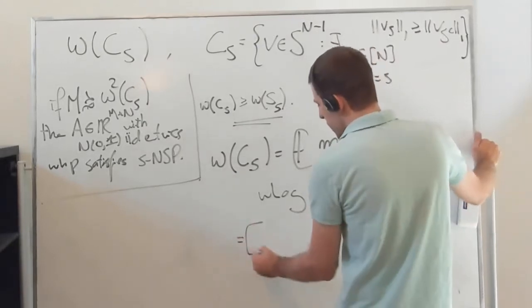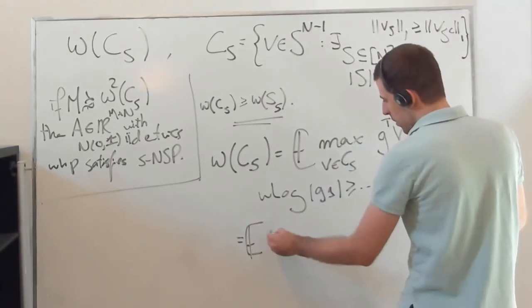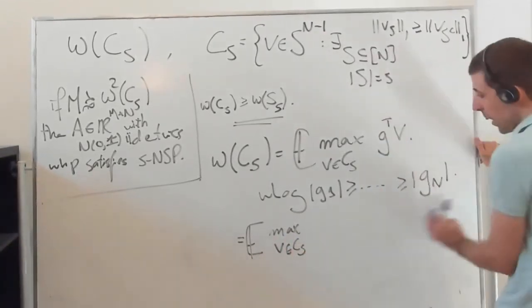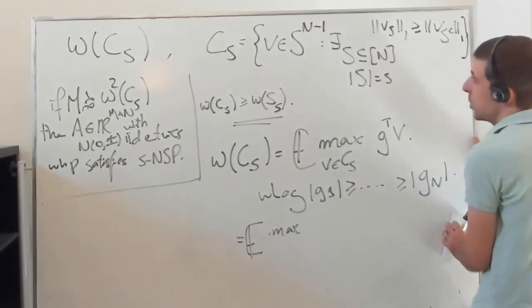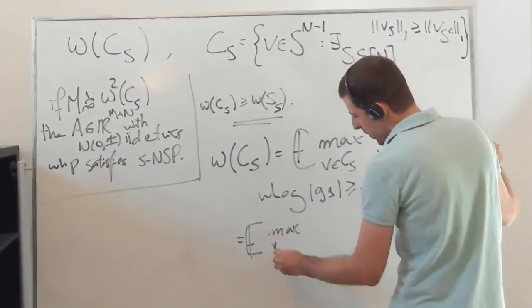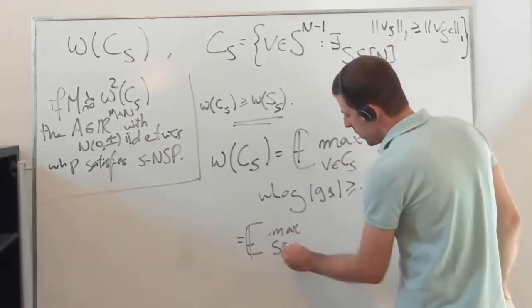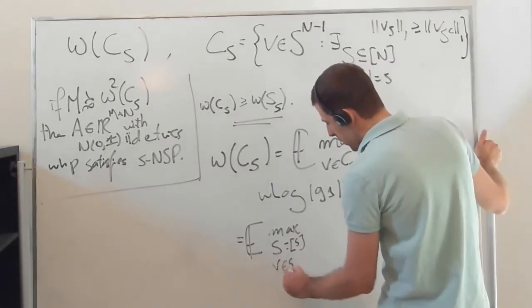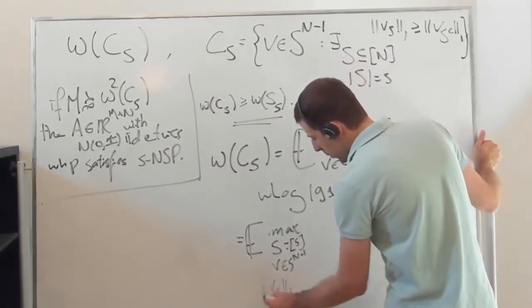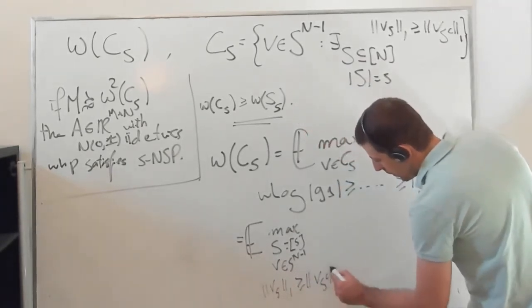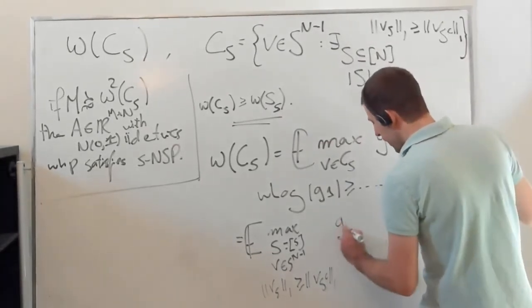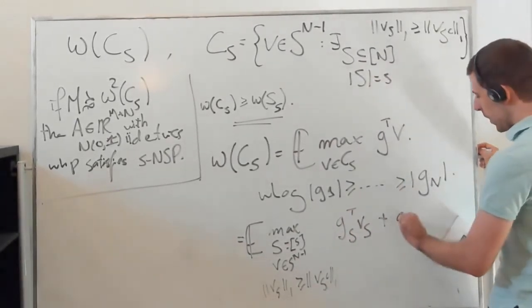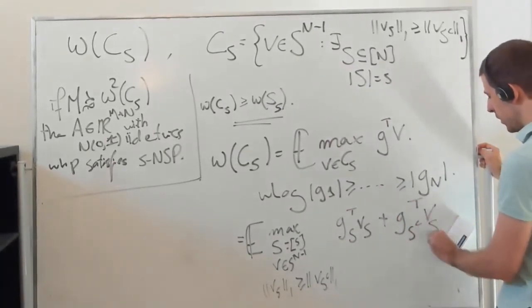Then what is this? This is the expected value of the max of V still in the set. And now I know what the set is, because the set S will just be the first S coordinates, since those are the largest entries of G. And now, of course, V is going to be in the sphere, and the L1 norm of V restricted to S is going to be bigger than or equal to the L1 norm of V outside of S. And now we can write it like this: G_S transpose V_S plus G_S complement transpose V_S complement.